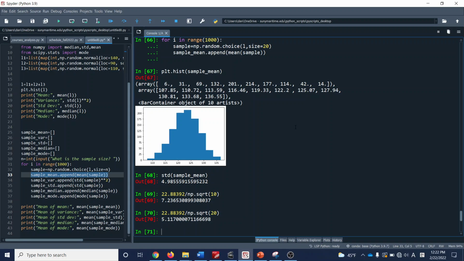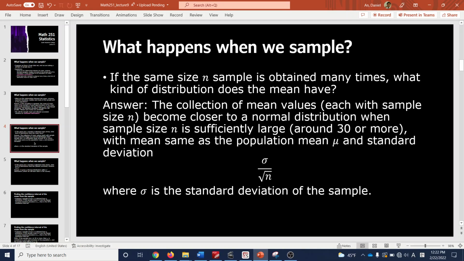All right. So what I'm trying to say here is that if the same size n sample is obtained many times, what kind of distribution does the mean value have? The collection of the mean values become closer to a normal distribution, even if the original population is not normal curve. Okay, that's the important thing. If you collect a lot of samples and calculate its mean value, even if the original population is not bell curve shaped, the mean value will have a distribution that's bell curve shaped.